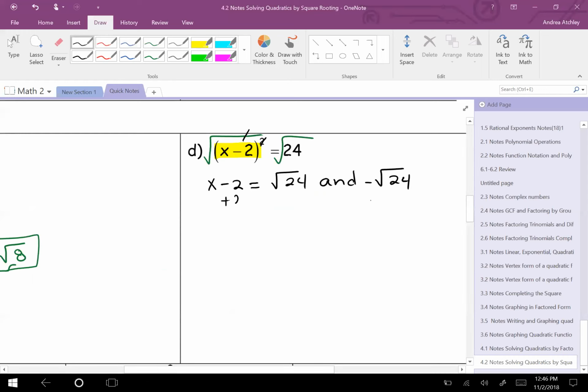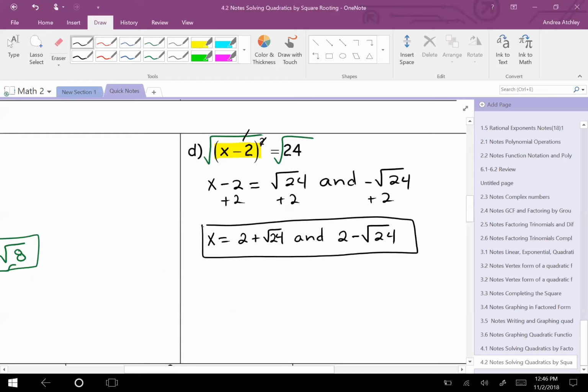So I'm going to add the 2 to both sides. And that's going to give me x equals 2 plus the square root of 24, and 2 minus the square root of 24. Any questions over that? How are we doing?